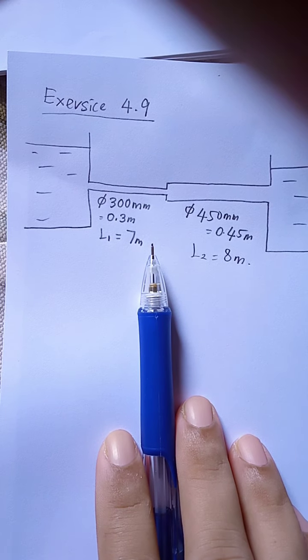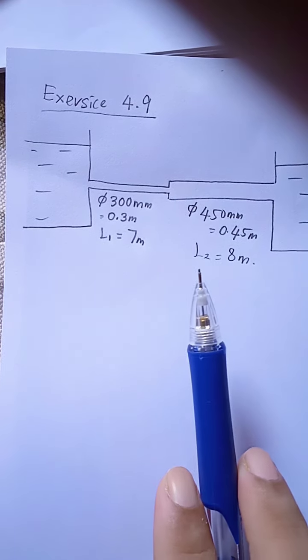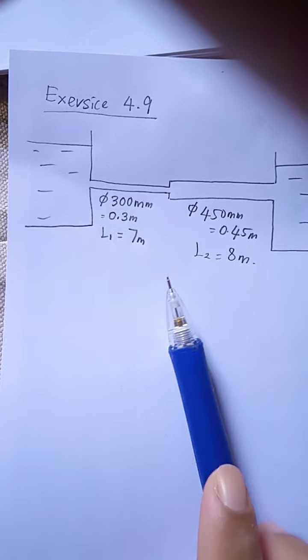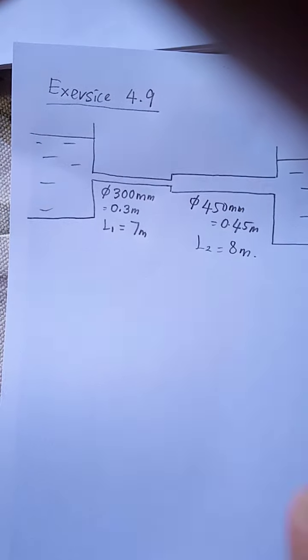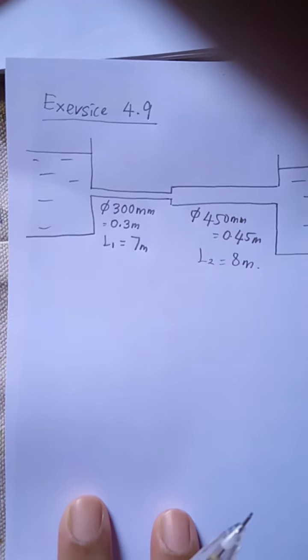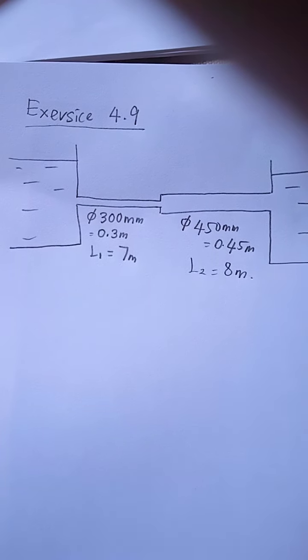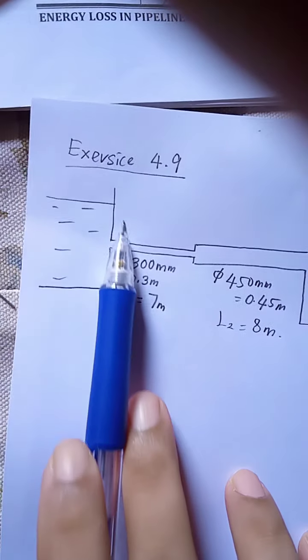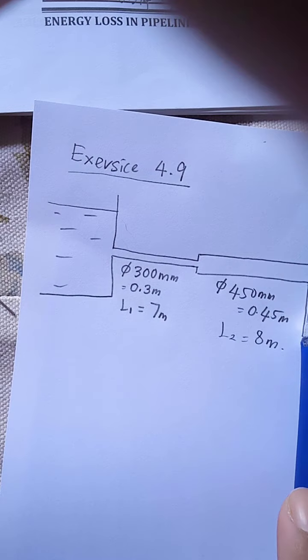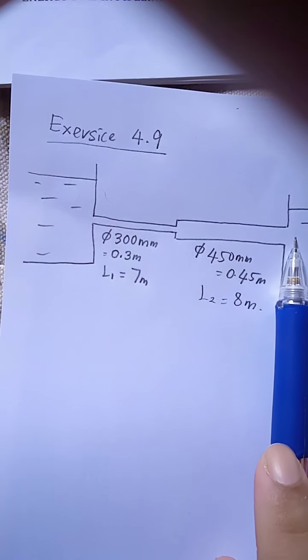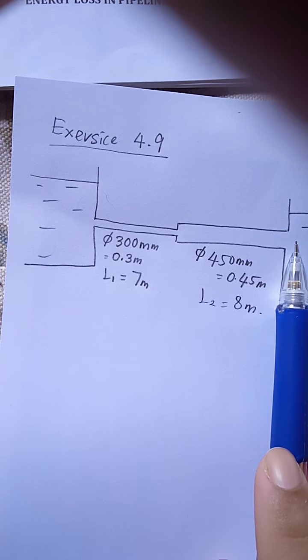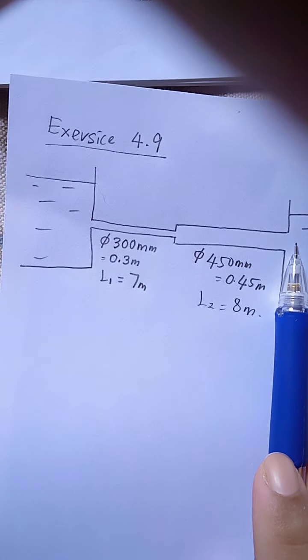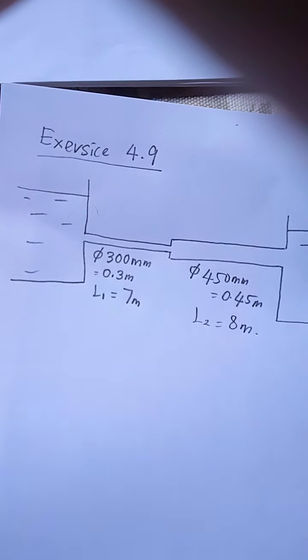The overall pipe length is 15, so 8 plus 7 is 15. Then the entrance and exit are sharp. So entrance, exit, sharp. Then we have change of section is sudden. The water surface in the upper reservoir is 7 meter above the lower.